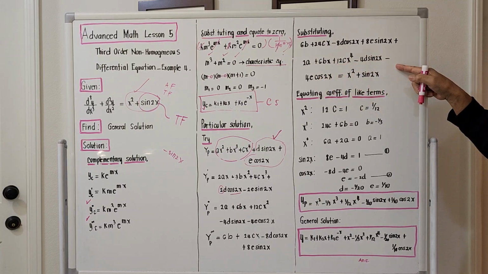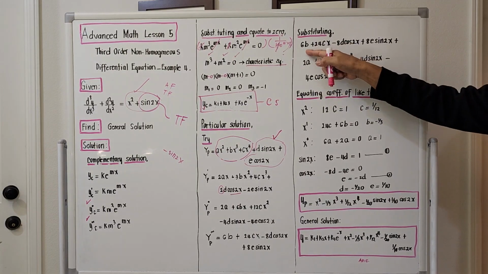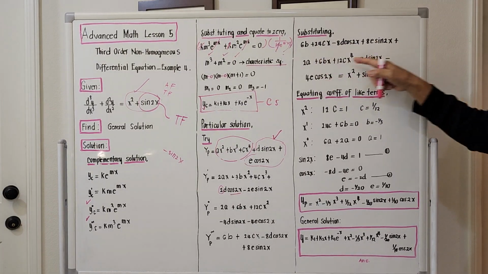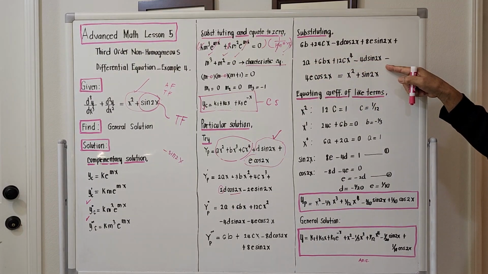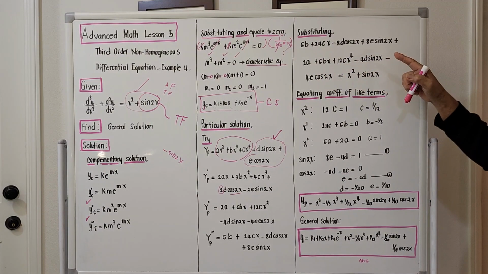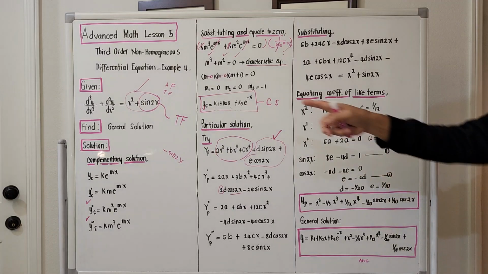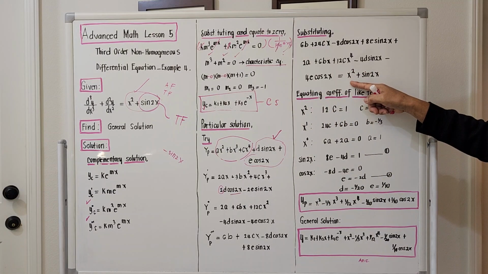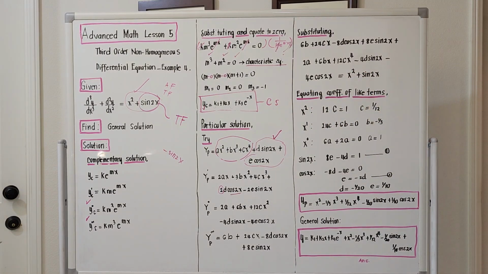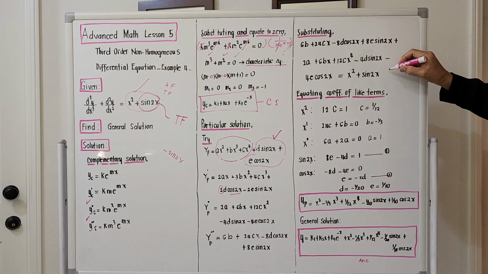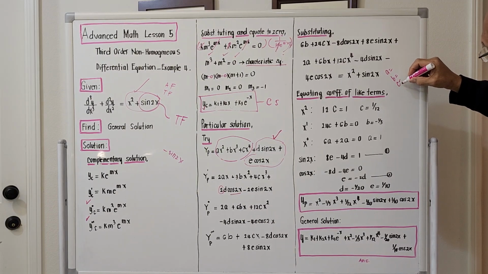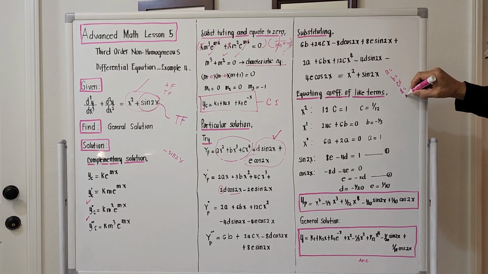This is the first derivative, third derivative. This is the second derivative. And this should be equal to the right hand side. The right hand side is the sum of x squared plus sine of 2x. Then to compute for the values of a, b, c, d, and e, we do not know the value of a, we do not know the value of b, c, d, and e, right?